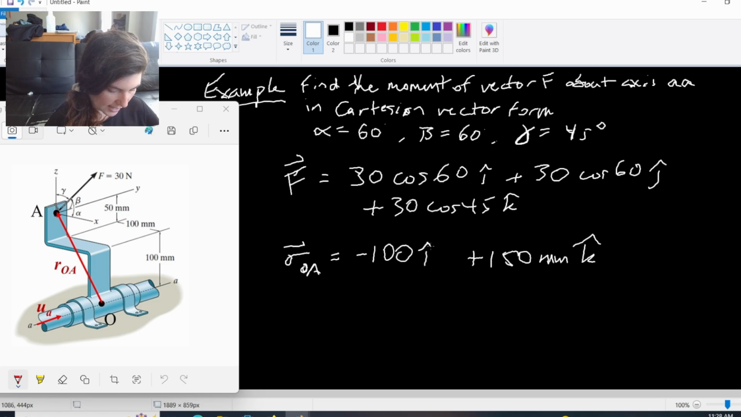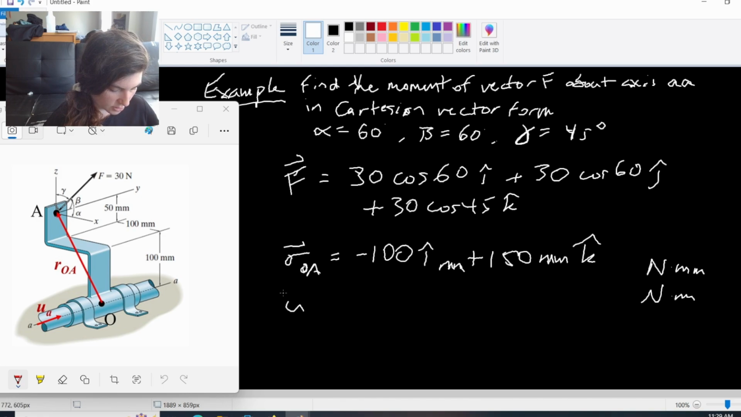So that's a negative 100 i hat. Now, we have a choice we can make here, right? We can decide whether we want to convert these millimeters into meters, or if we're just going to leave them as millimeters. The only thing it's going to change in our answer is whether our final moment answer is in Newton millimeters or Newton meters. For now, I'll leave it in millimeters just to show you how the math would work out that way, and then we can talk about converting it into Newton meters if we wanted to. So here's our position vector: minus 100 i hat plus 150 k hat.